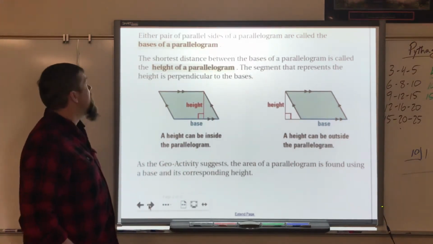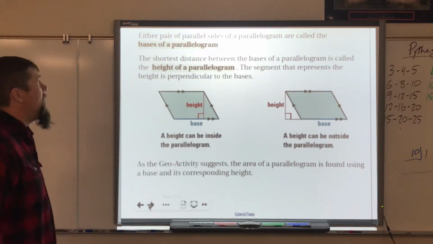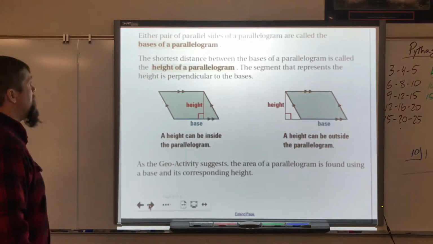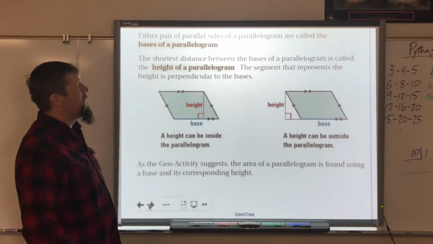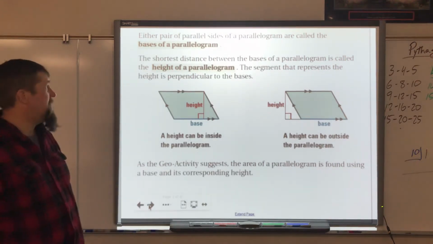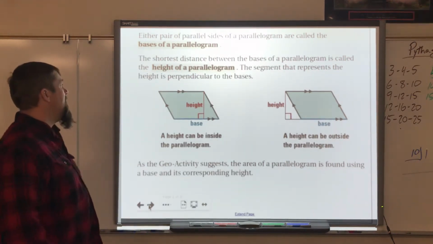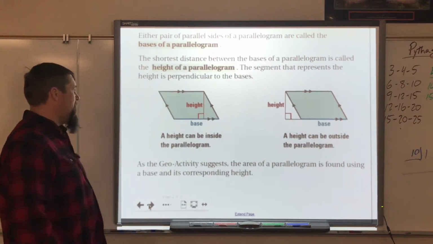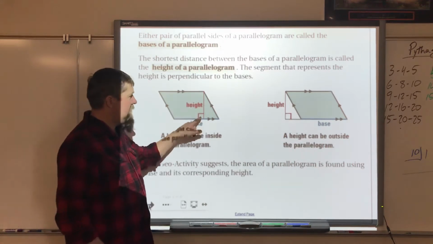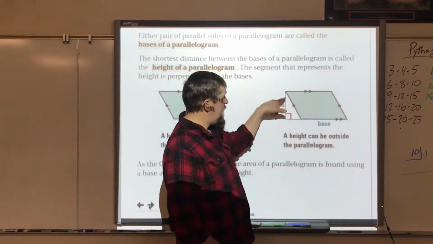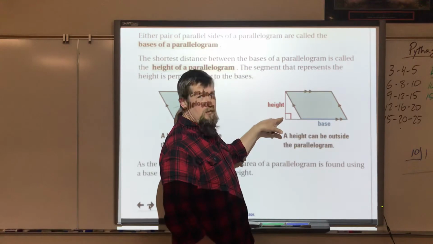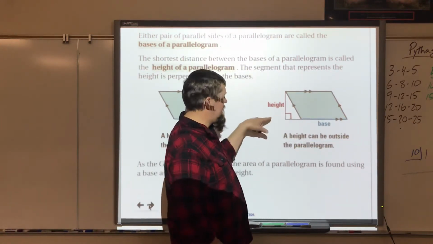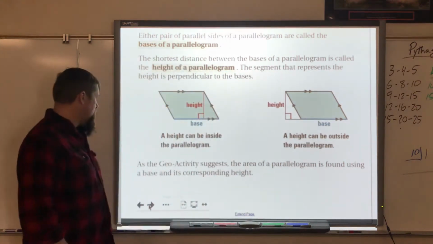I'm just going to read this quick. Either pair of parallel sides of a parallelogram are called the bases of a parallelogram. The shortest distance between the bases of a parallelogram is called the height. The segment that represents the height is perpendicular to the bases. A height can be inside the parallelogram, or it could also be outside if you extend that base out. Not the length of that extended out, just extend it out so you know where the perpendicular is.